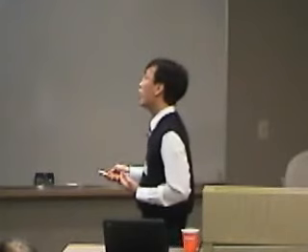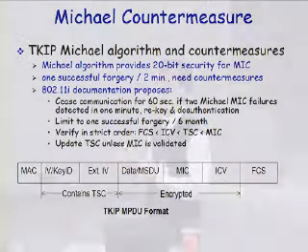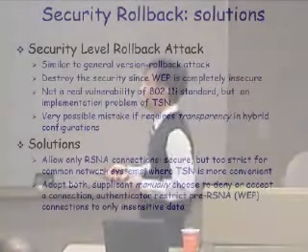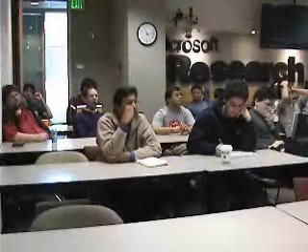The solution to this is we can allow only RSNA connections. This is secure, but it's too strict. And in most cases, I believe TSN will be the reality for some period. So the second solution is we can adopt both, but the supplicant must manually choose to deny or accept a connection. And the authenticator can restrict the web connections to only insensitive data.